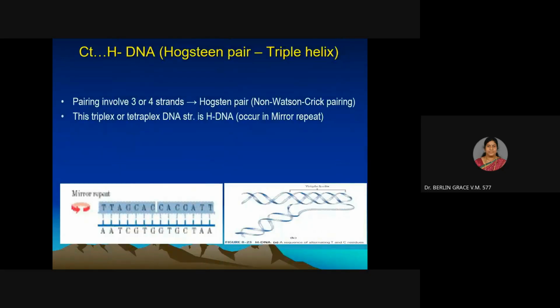In addition, sometimes the mirror image may lead to a complementary sequence which will turn and form one more base pairing apart from the existing Watson and Crick base pairing. This does not follow Watson and Crick base pairing, and the third strand gives a triplet structure called Hoogsteen pair or H-DNA. Sometimes a fourth strand can also base pair, and this leads to a tetraplex structure.